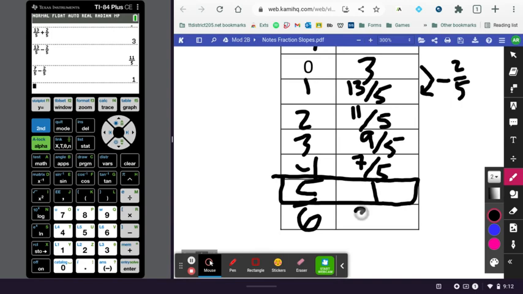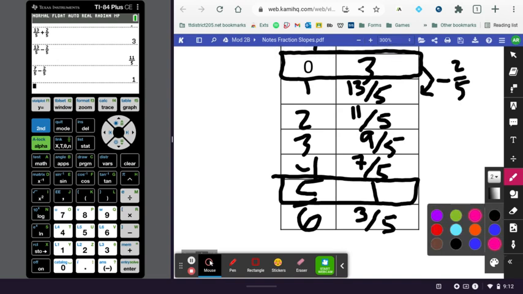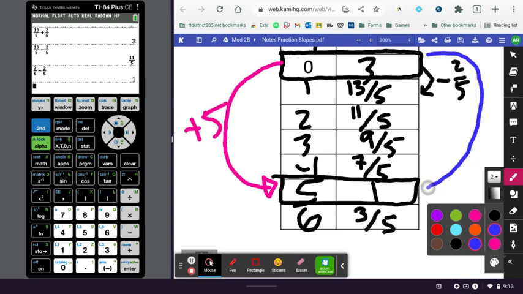1 minus 2/5 is 3/5. Okay, so we only have a nice number there at time 5, and then I'll box in this time 3. So looking at my x's, how did I get from one x with a nice number to the other x with a nice number? Well, in this case, we added by 5. Looking at my y's, going from one nice number to the next, we were subtracting 2.